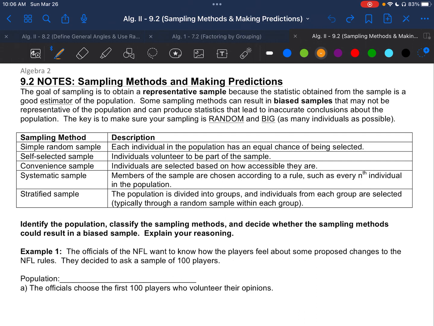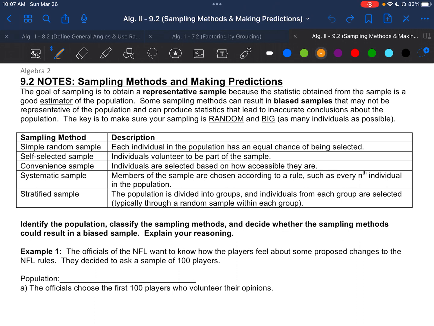Self-selected example, individuals volunteer to be part of it. So the individuals are selecting themselves. Convenient sample, you just select based upon how accessible they are. So like, oh, the people in the classroom right now. All right, that's convenient for someone. Systematic sample, so members of the sample are chosen according to a rule, such as every nth individual in the population. So you're saying maybe every third person that walks into a movie theater.